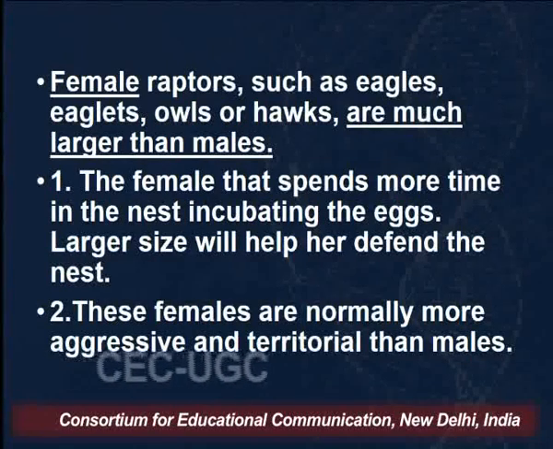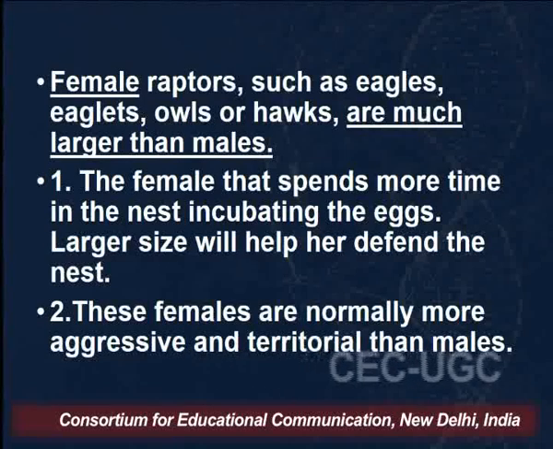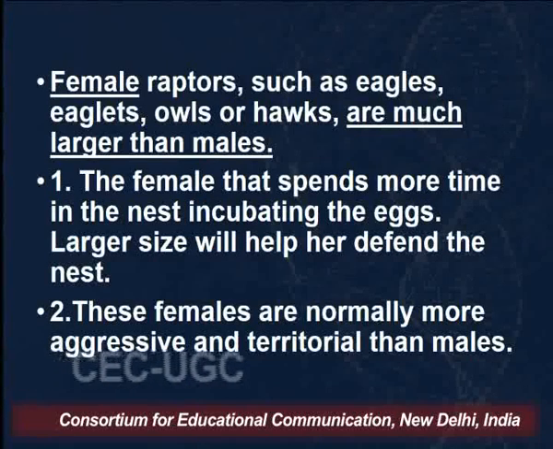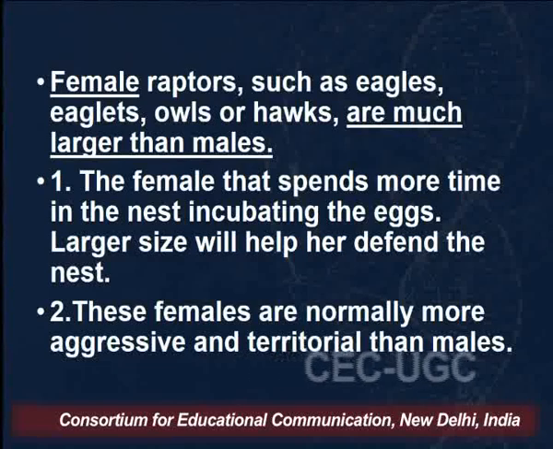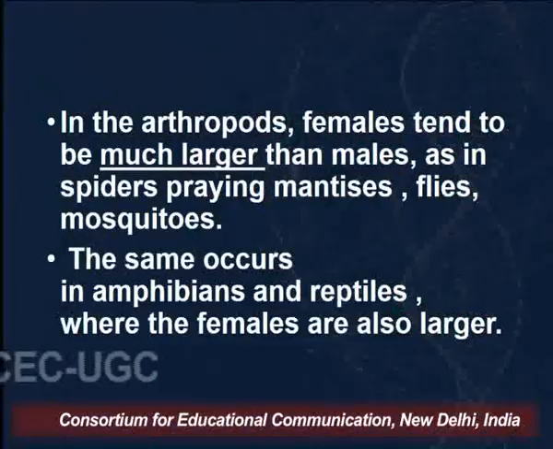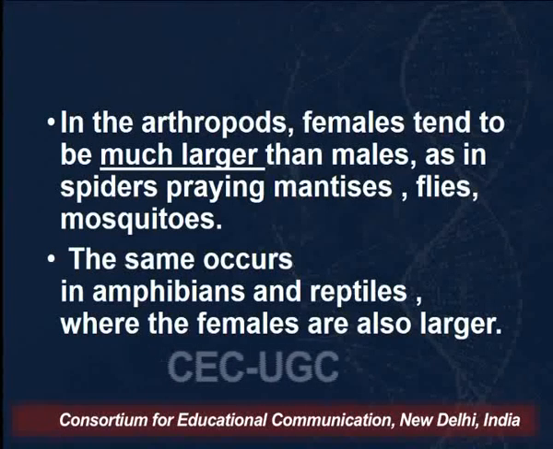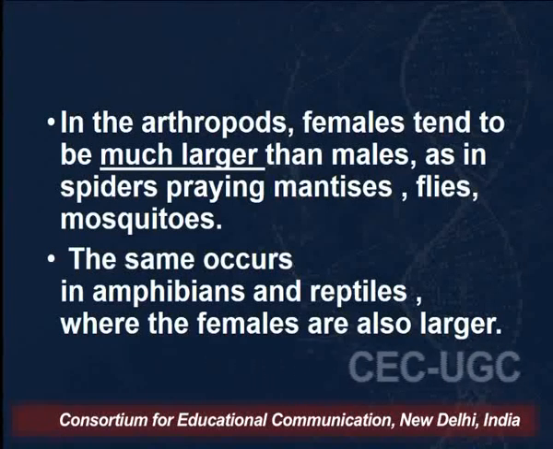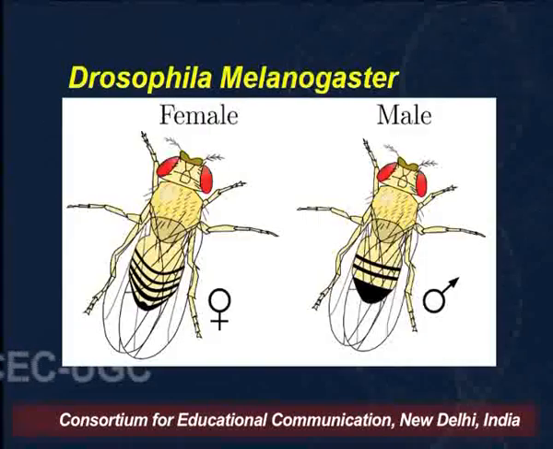Likewise, we have the female raptors, eagles, owls, hawks. The females are much larger. There is a reason for it, because the females have to spend much more time in the nest incubating the eggs. If they are of a larger size, they would defend the nest better. And these females are normally more aggressive and more territorial than the males. So in this case, the size really helps. In the arthropods, we find that the females again tend to be much larger, as you can see in Drosophila, in praying mantis, the flies and mosquitoes. The same would probably be true for amphibians and reptiles.